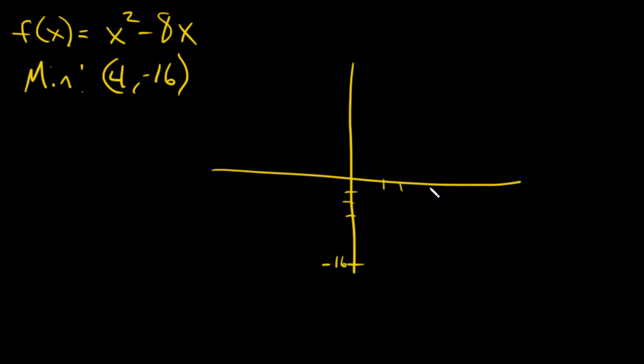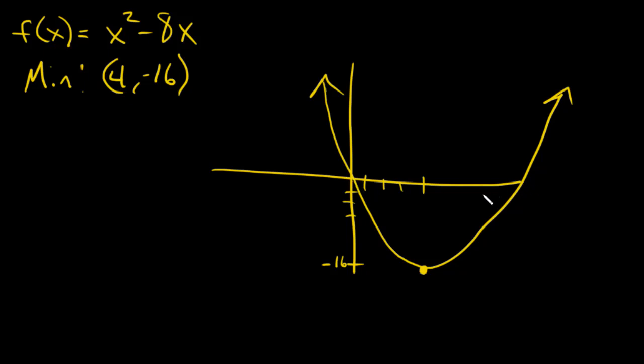So I come over here, 1, 2, 3, 4. At 4, negative 16, I have a point. And that's really all I need to get the basic behavior of the graph. I know it's some minimum, so it's coming down, doing this thing like this. I could figure out where it crosses the x-axis so I could get an idea of how squished or wide the parabola is, but I don't have to do that. For our purposes, we're perfectly fine with a sketch like this.